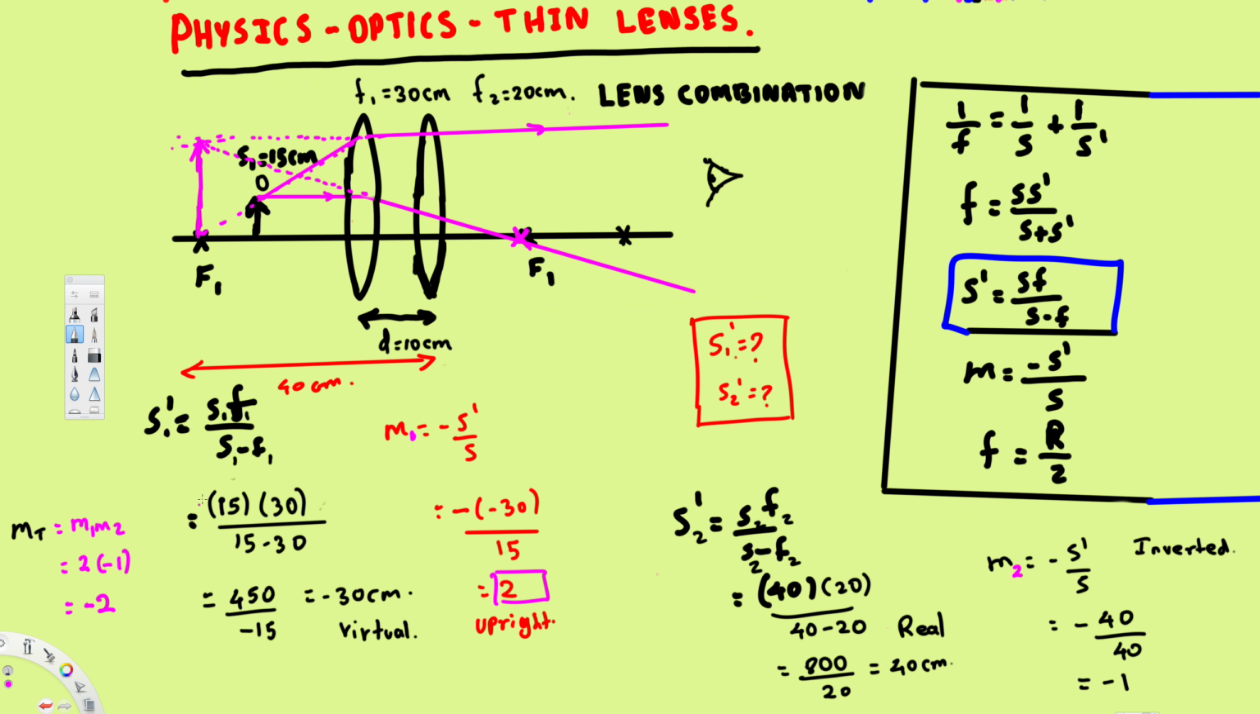It means that, related to the object, the second image due to the second lens is going to be 2 times bigger than the first one, and also is going to be inverted. So that's what we get from this equation.